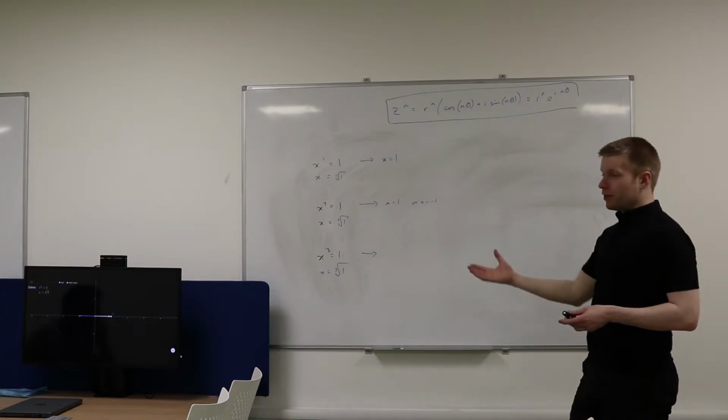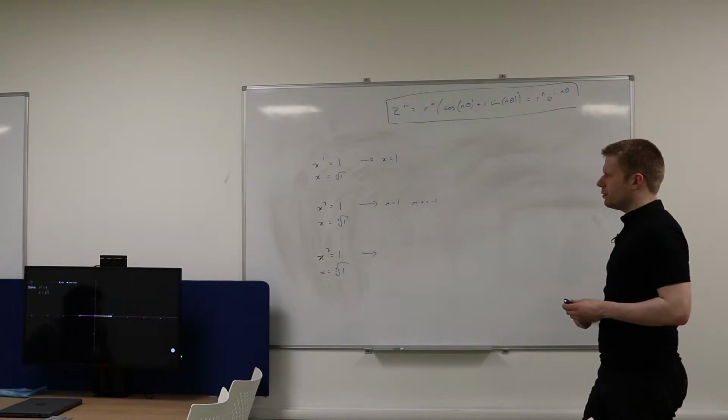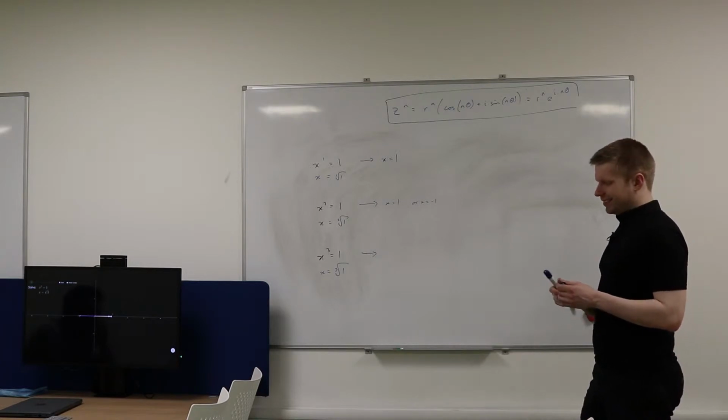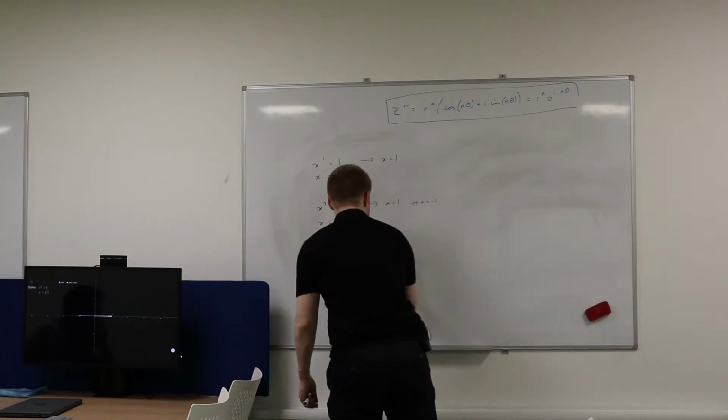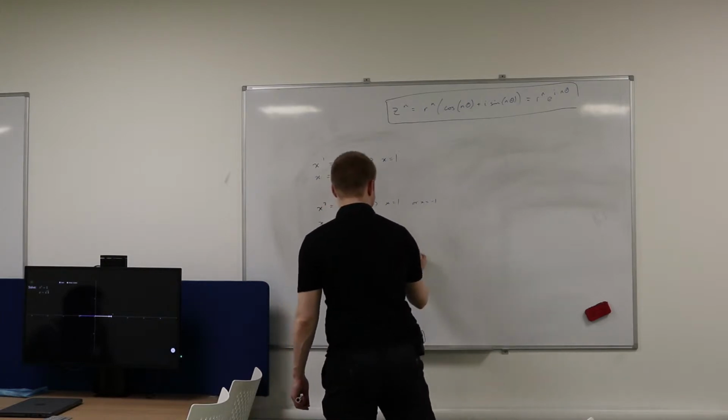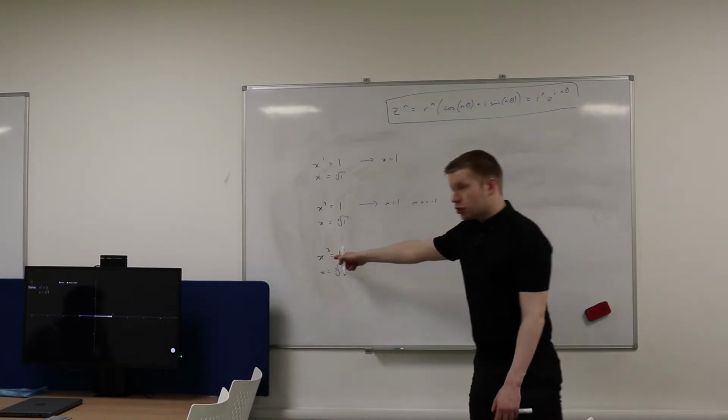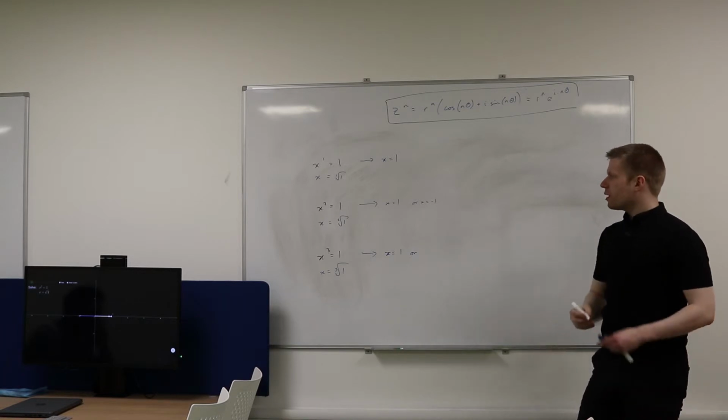I mean, there's an easy one, there's an obvious one. A number times itself 3 times gives me 1. Can you give me an answer? 1, right? That's the easy one. What about the other 2? Like we're expecting 2 more, we're expecting 3. So where are the other 2?